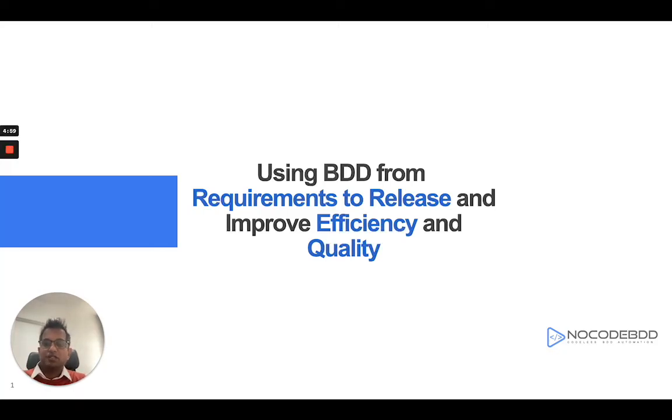Behavior-driven development is awesome. I've used it in many projects and I've seen significant improvement in efficiency and quality of the software project, from requirements to release, when it's implemented correctly. So how do you implement BDD correctly?